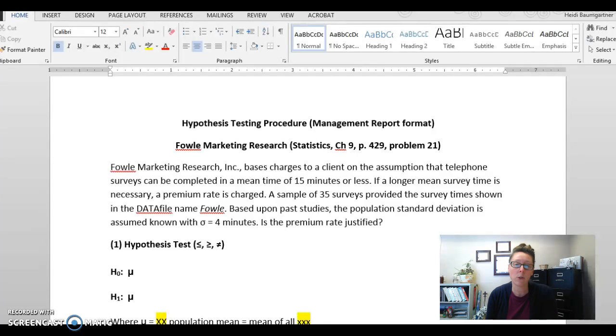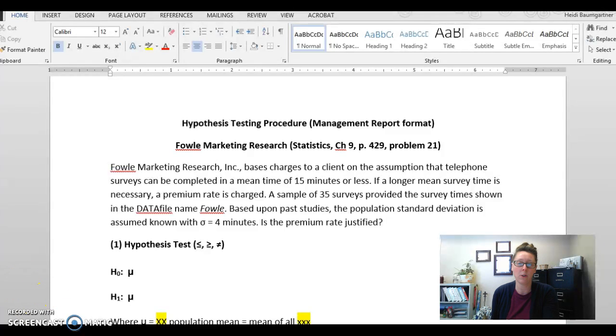Fowle Marketing Research Incorporated bases charges to a client on the assumption that telephone surveys can be completed in a mean time of 15 minutes or less. If a longer mean survey time is necessary, a premium rate is charged. A sample of 35 surveys provided the survey times shown in the data file named Fowle. Based upon past studies, the population standard deviation is assumed known with a sigma of 4 minutes. Is the premium rate justified?